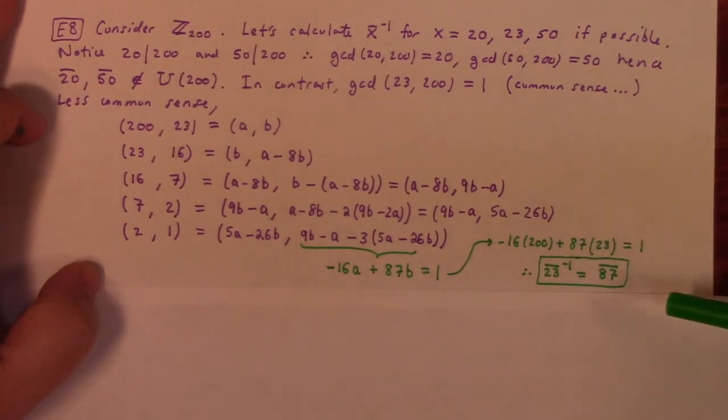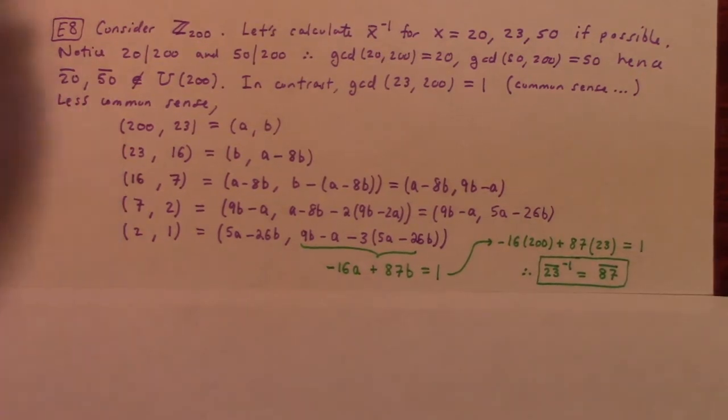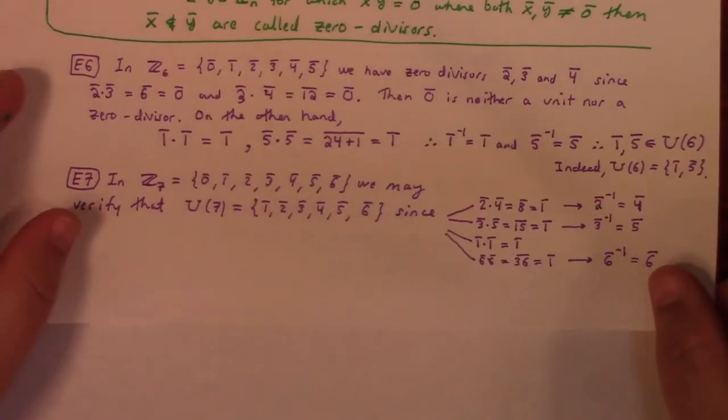So when we're calculating the inverse of a number in Zn, for small n, like this one, right?